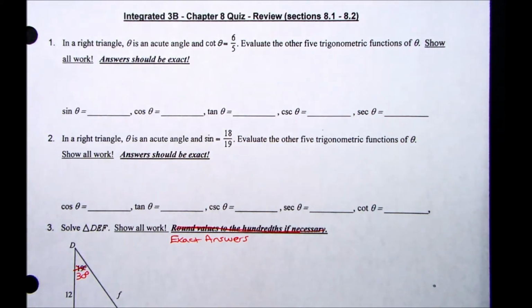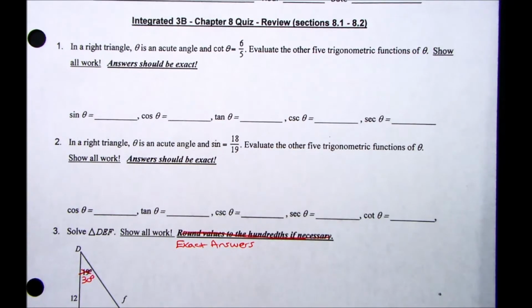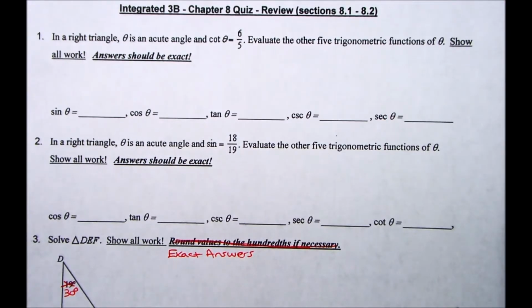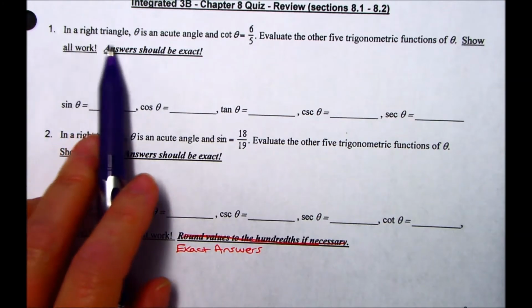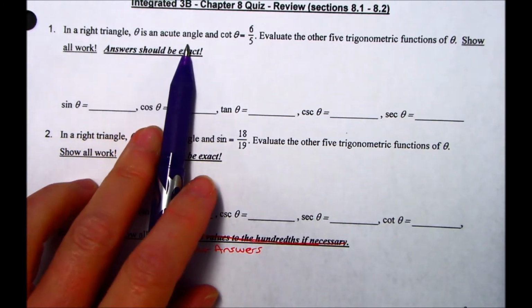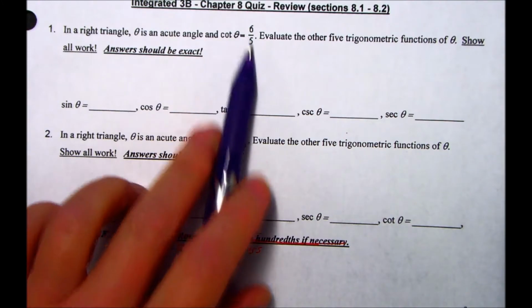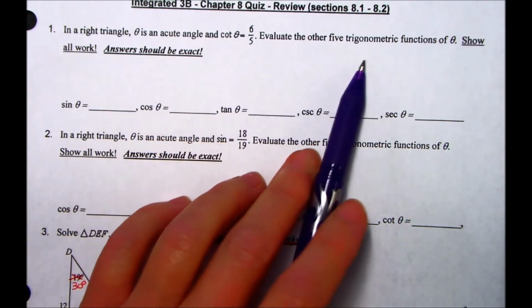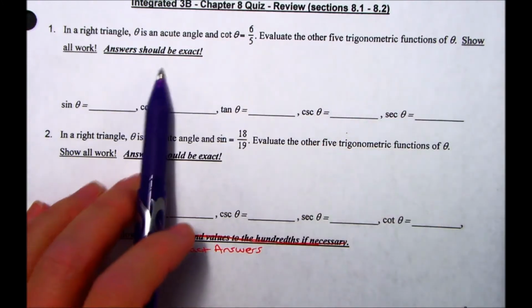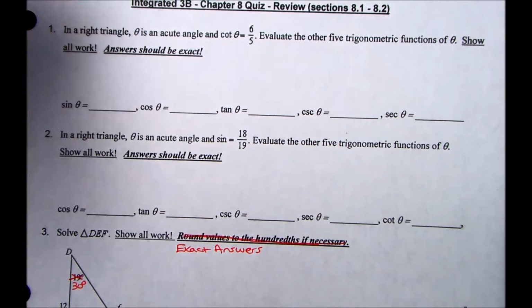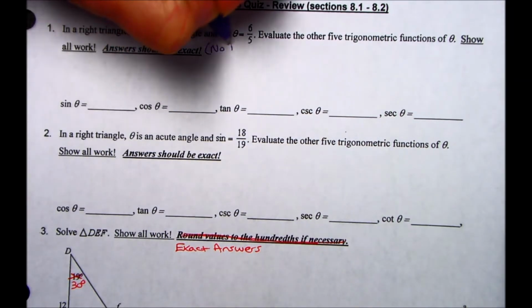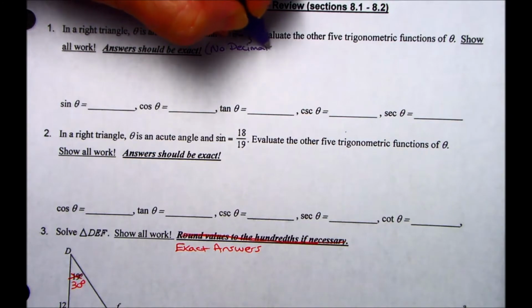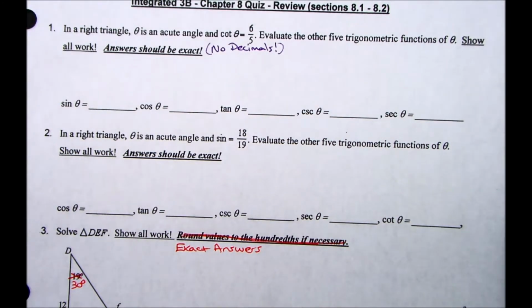Hello everyone. Today we are going over the Chapter 8 quiz review, which is over sections 8.1 and 8.2. The first question that you're given says, in a right triangle, theta is an acute angle and cotangent theta equals 6 over 5. Evaluate the other 5 trigonometric functions for theta and show all your work. The answers need to be exact, which basically means no decimals. You're going to have radical answers, not decimals.